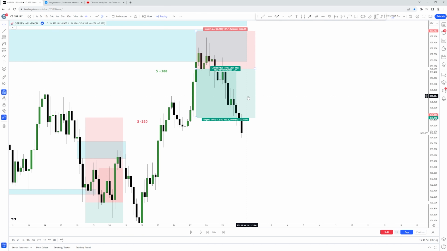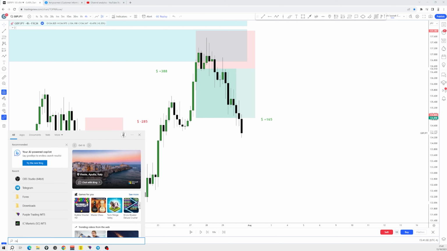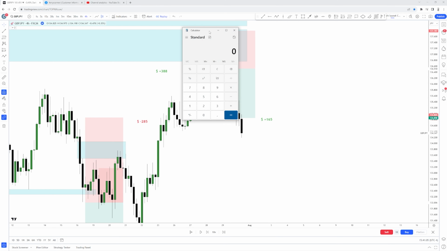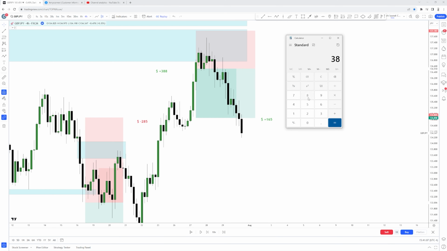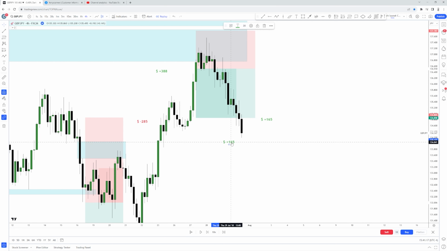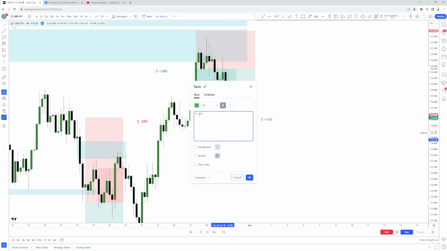And then what do we have? We have another plus of this one right here, plus 165. So now we're gonna do the addition. And we will say 388 plus 165 equals 553 minus 285. You have won a plus $268, guys.